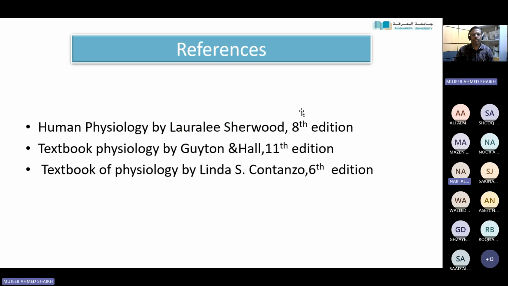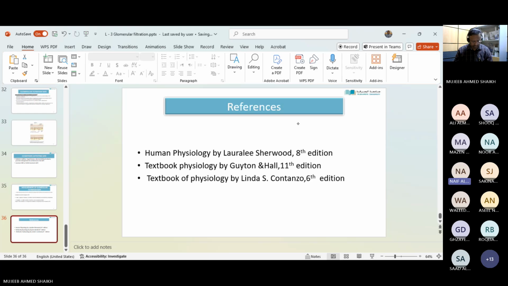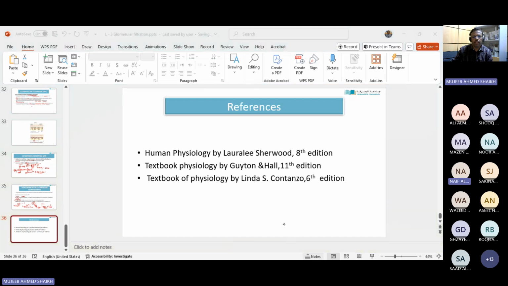Any difficulty in this? No. Doctor, can we take a break for prayer? Yes, I think so. This is a good idea. But the next lecture will be a little bit more lengthy.